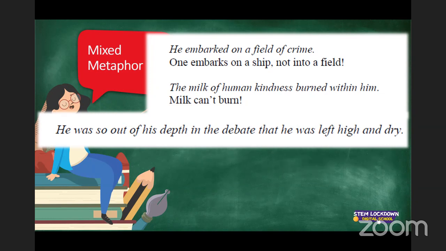Or the second one, the milk of human kindness burned within him. So milk in this case can't really burn.